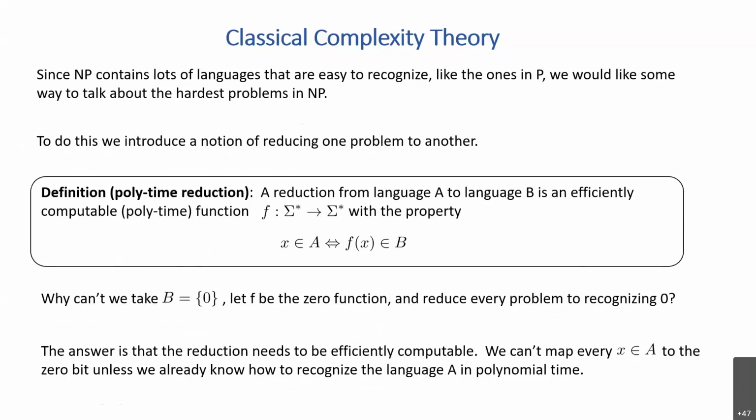Okay. Now, since NP contains a lot of easy to recognize languages, we want a way to talk about the hardest problems in NP. And to do that, we introduce a notion of reducing one problem to another. Remember, our problems are actually languages. And so a reduction is just an efficiently computable function that maps us from problems in one language to problems in another language.